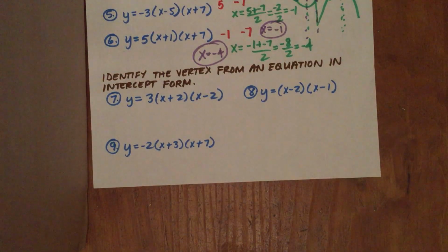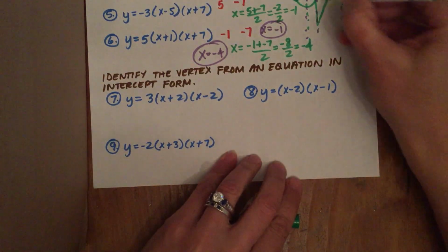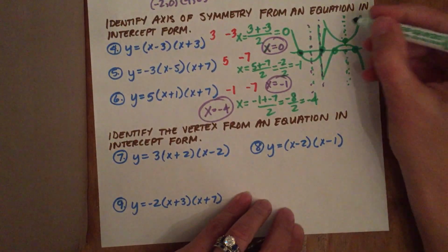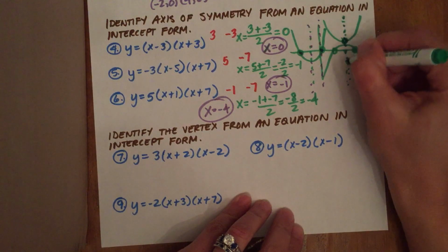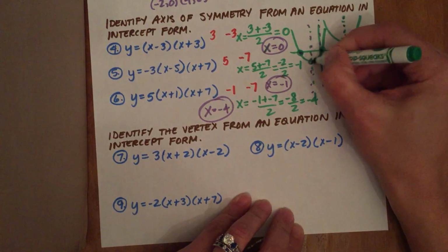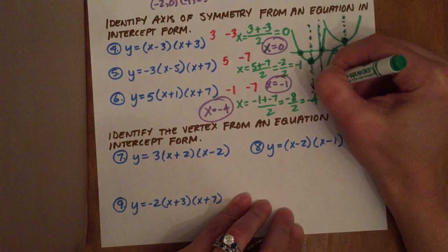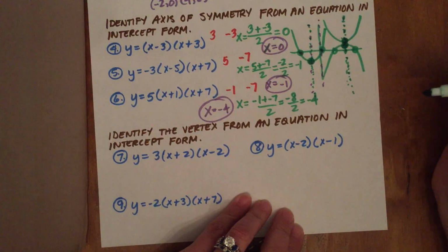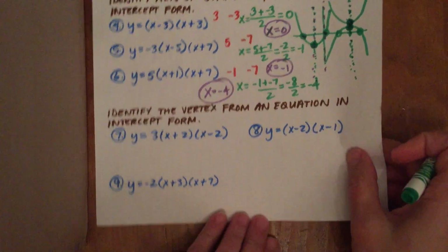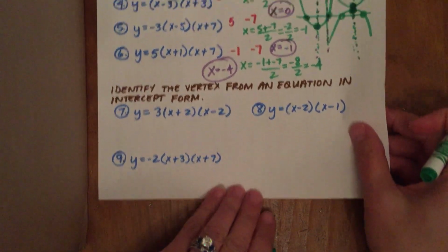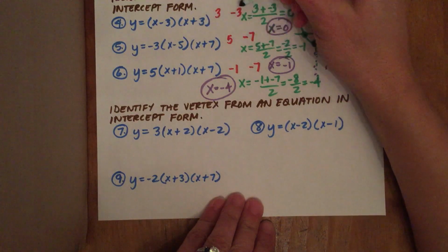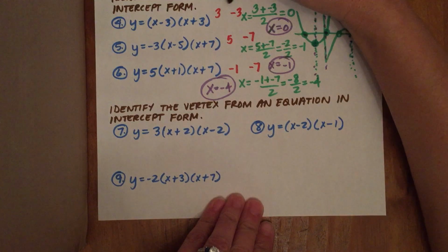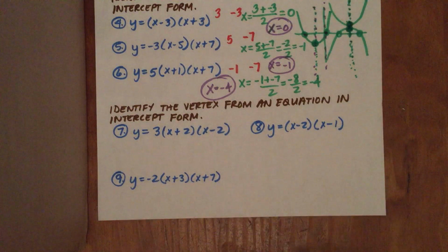As we looked at in the previous example, if you look up here, the vertex is always sitting on the axis of symmetry. This would be my vertex for this one, there's my axis of symmetry. This would be my vertex for this one, there's my axis of symmetry. So for the vertex, I have to do what we did in the previous example, which is take the two roots. This is when we're in intercept form. I'm going to take the two roots and find the midway point. So I'll do that first.